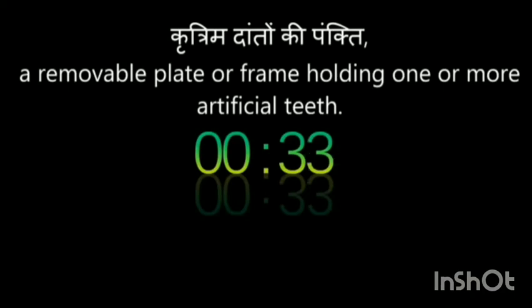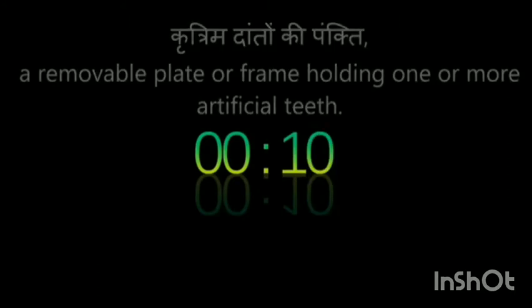Now, coming forward, the next word is dentures. It's related to something to do with the dentist. Dentures. Dent means your teeth. So the meaning is kritrim danton ki pankti, means a removable plate or frame holding one or more artificial teeth. I'm repeating the word dentures.